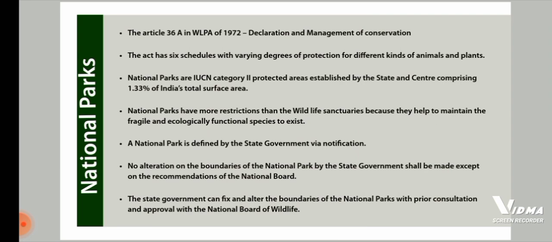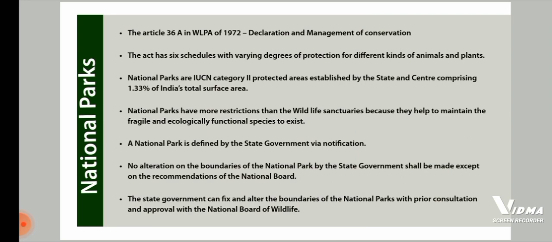Article 36A in the Wildlife Protection Act of 1972 deals with the declaration and management of conservation. The Act has 6 schedules with varying degrees of protection for different kinds of animals and plants. The national parks are IUCN Category 2 protected areas. It is very important. These areas are established by the state as well as the center. And all these comprise about 1.33% of India's total surface area.